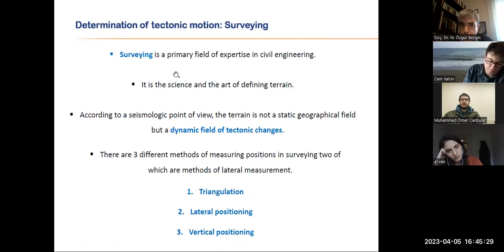Regarding tectonic motion, surveying is of course a very important field in civil engineering, and especially for seismological purposes. They use the methods of triangulation and lateral and vertical positioning to do so. And today it's a very important field, I would say, especially with increasing populations and the accumulation of those populations on the face of the earth. Because those tectonic regions created the cities of today that are within or very near water lines.